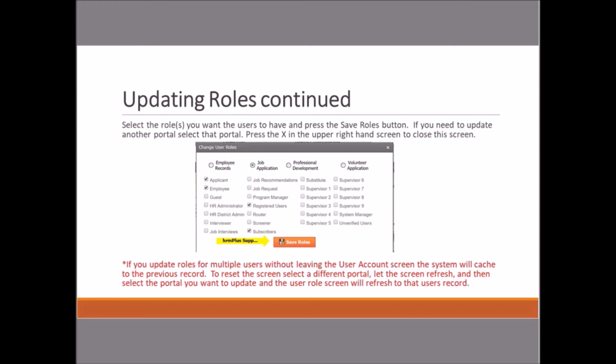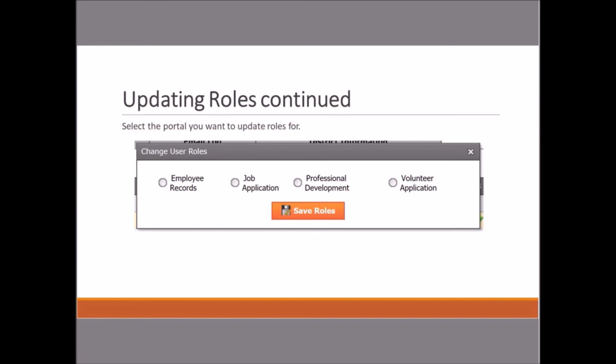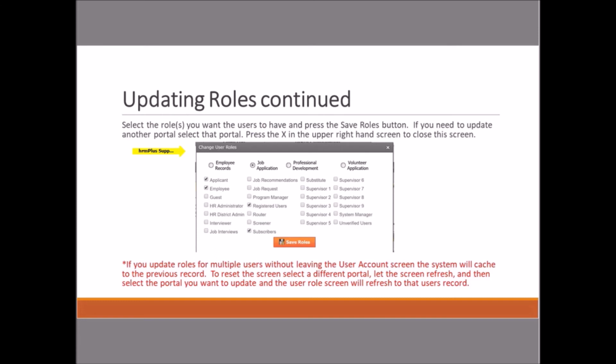Another little quirky thing, when you're in user accounts and looking at roles: I'll save it and close it, and if I open up the next person and the screen looks like this and not like this, where I get to pick my portal, that's going to tell me that it's caching to the previous person. So I bet if I open this, the roles are going to look exactly the same as the last person I looked at, and it is that last person's role.